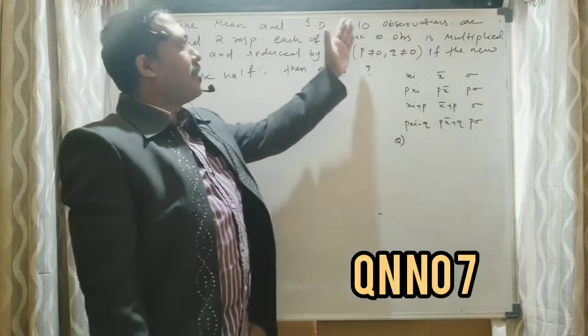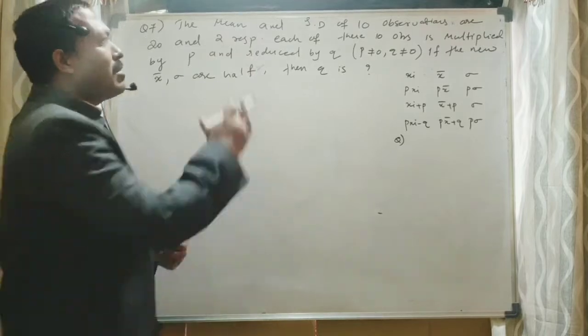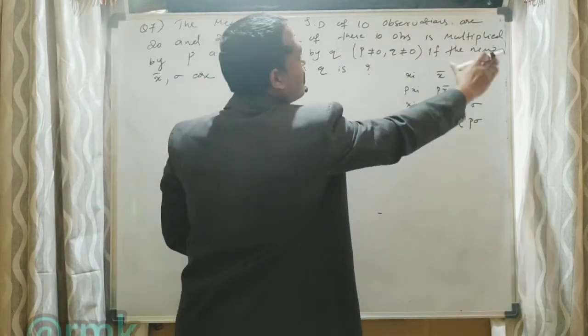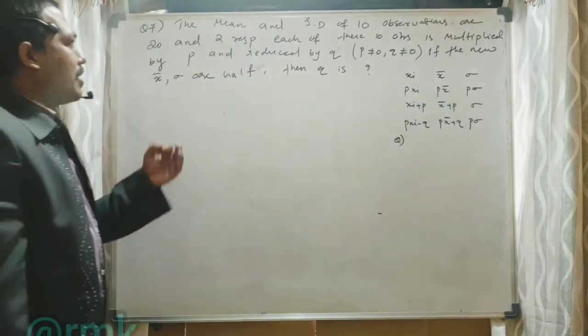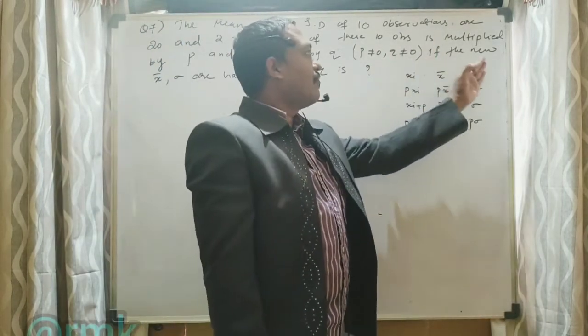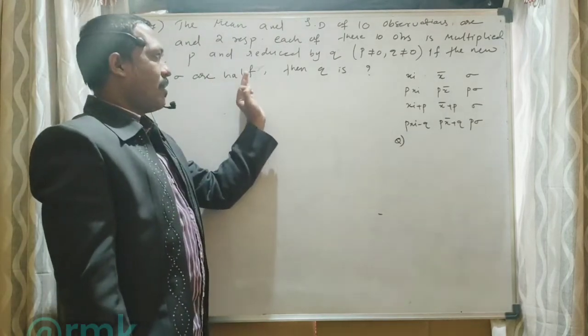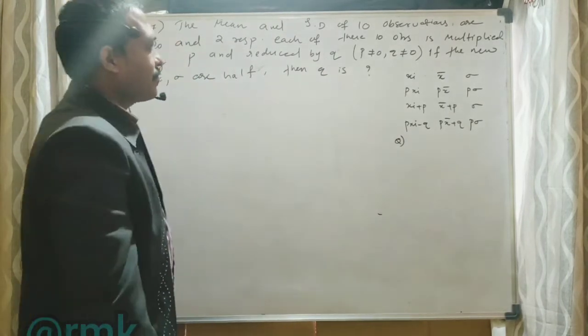Question 5. The mean and standard deviation of 10 observations are 20 and 2 respectively. Each of these 10 observations is multiplied by P and reduced by Q, where P is not equal to 0 and Q is not equal to 0. If the new x bar and sigma are 10 and 1, that is, half, then Q is?